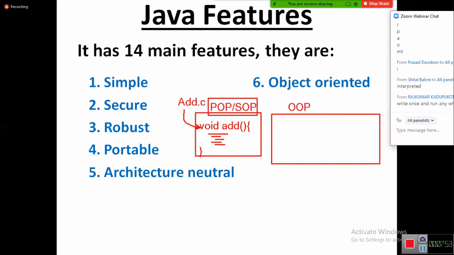Whereas in object oriented programming, you cannot create an add method directly. You must follow a special style of program called class based. Class add, open bracket, inside we create the add function, open bracket and close bracket, and we write class close, method close, and inside we write logic.